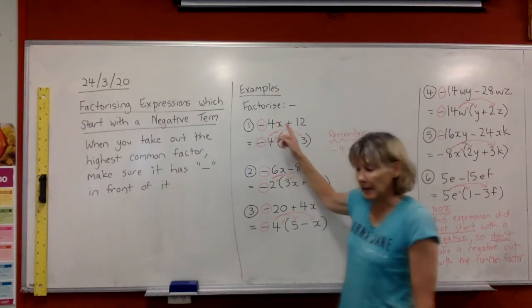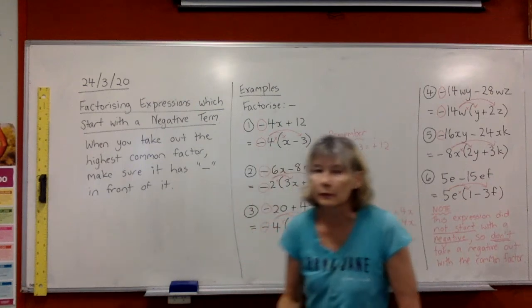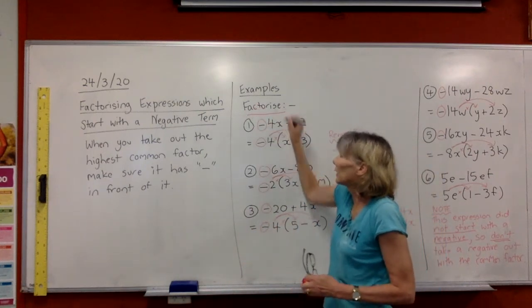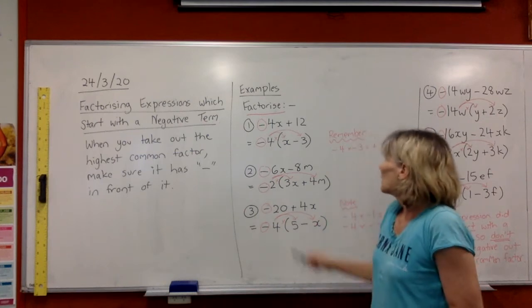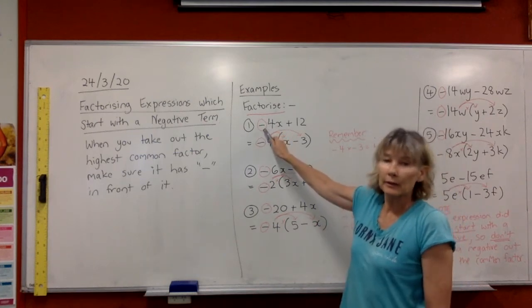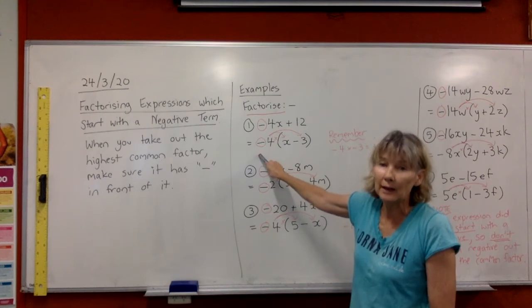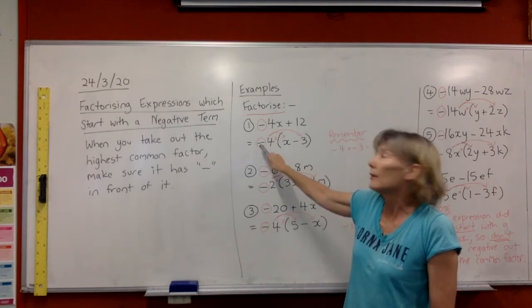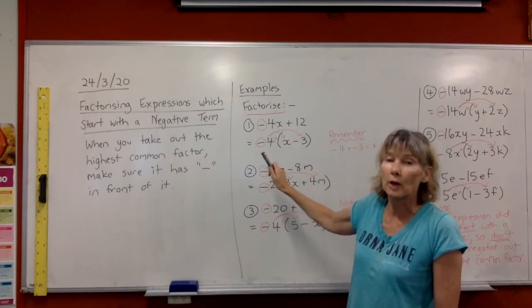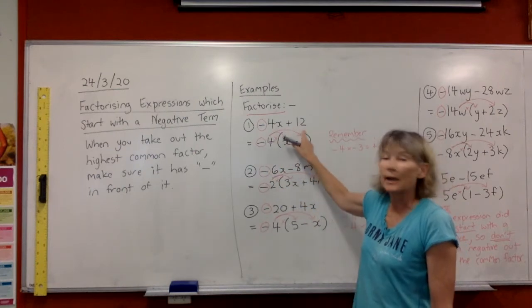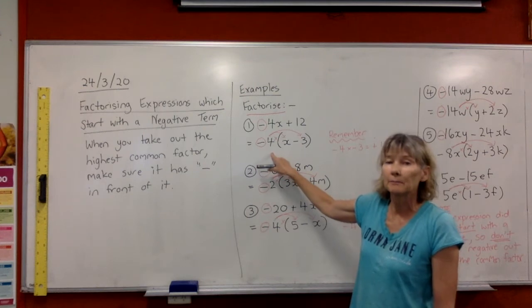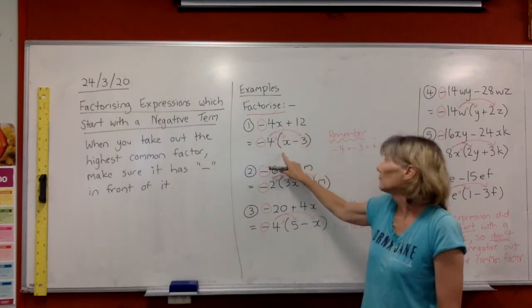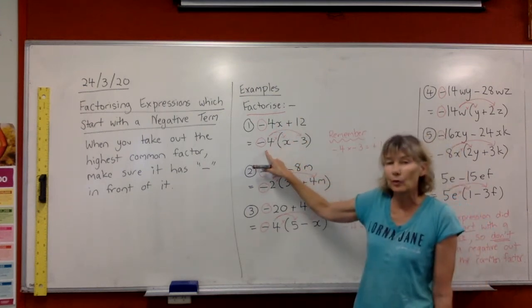If you have a look at the examples here, don't forget, underline in red what we're doing. It's factorise. So if it starts with a negative, you must take a negative out as your common factor. Then look for everything else that's your highest common factor. So the highest number that goes into 4 and 12 is 4. We take that out. There are no common letters, so we're taking out a negative 4.